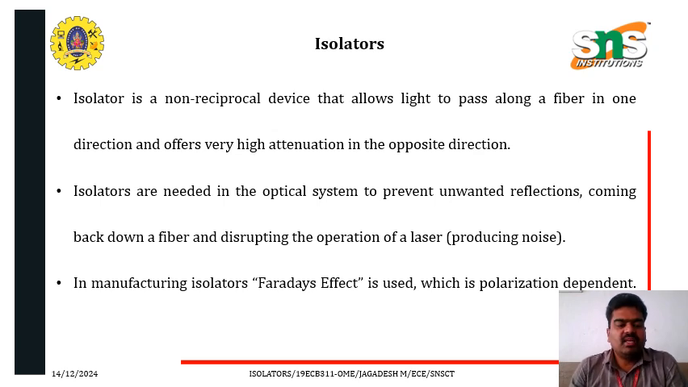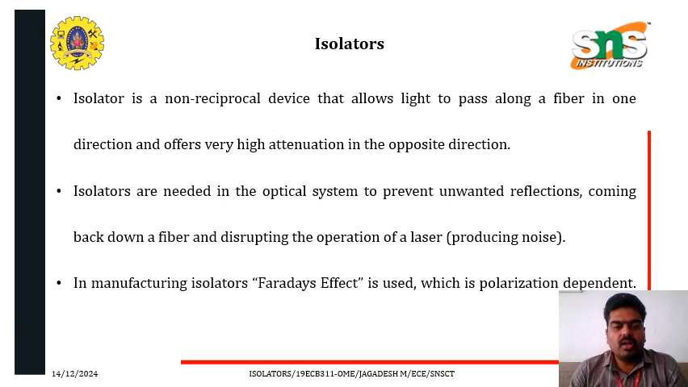So, what is actually an isolator? An isolator is a non-reciprocal device that allows light to pass along a fiber in one direction and offers very high attenuation in the opposite direction. So, this is called an isolator. It offers very high attenuation in the opposite direction, so one side is a non-reciprocal device.